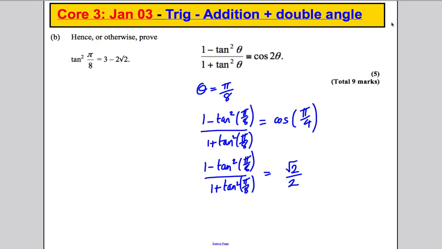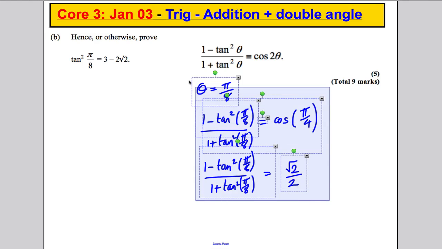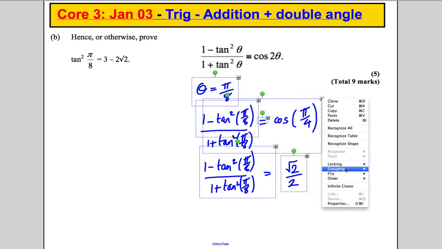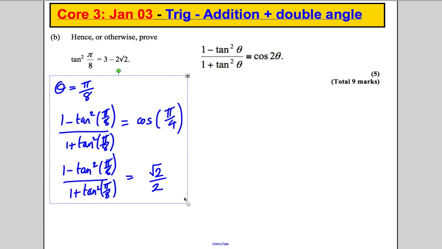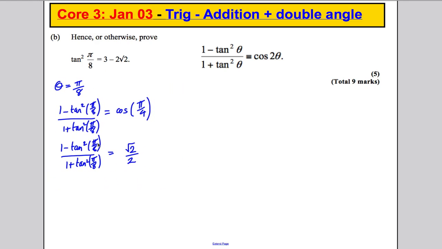Okay, now in theory, what we could do is multiply this out and get an equation, get something for tan squared pi by 8, rearrange it and make it the subject, and hopefully it will equal this.